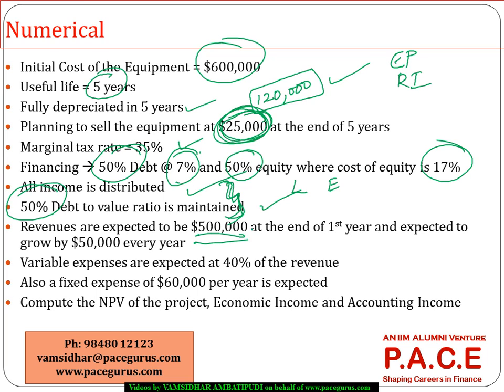Okay, coming to the revenues, we are expecting that they are 500,000 at the end of the first year, and grow by 50,000 every year. Variable expenses are 40% of the revenues, and finally fixed expenses of 60,000. So if these are the numbers, how do I compute the NPV of the project?